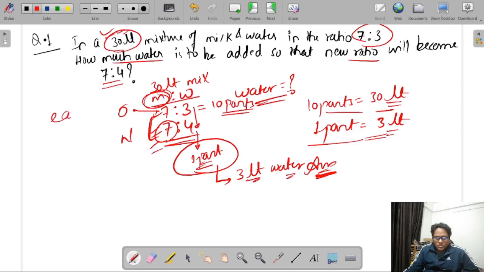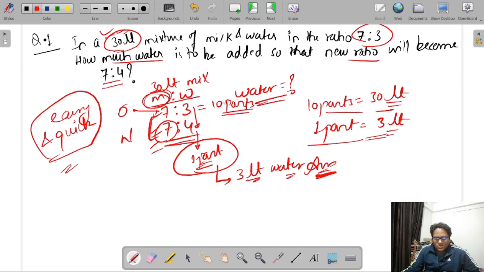See, it's so easy and quick. If you don't understand it, I don't think that you don't understand such a simple trick. Okay, so let's move on to the next question.